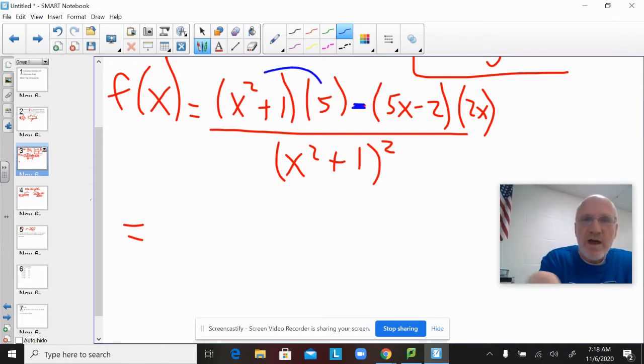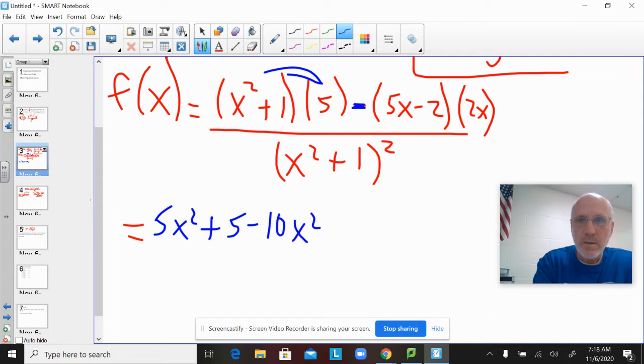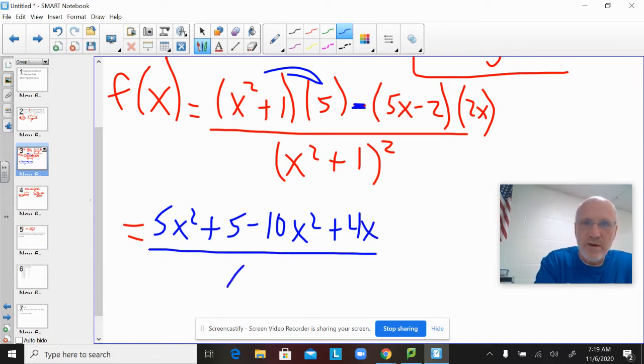If I distribute a 5, I get 5x squared plus 5. And now 5x times 2x is 10x squared, so minus 10x squared. And I have 2x times 2, which is 4x. It's minus 4x, but then there's a minus sign out front, so really it's minus negative 4x, which is plus 4x, all over (x squared plus 1) squared.